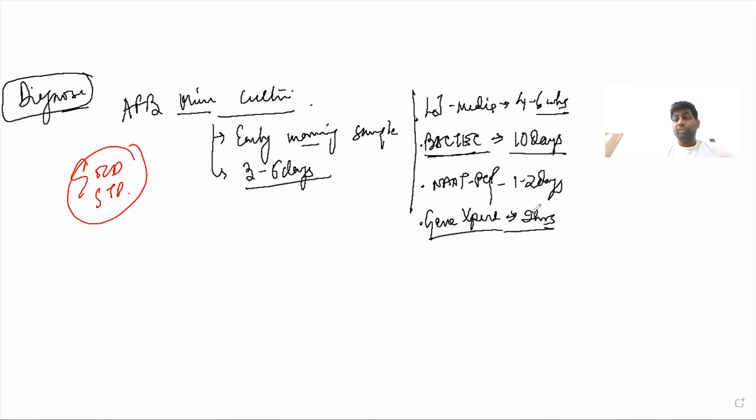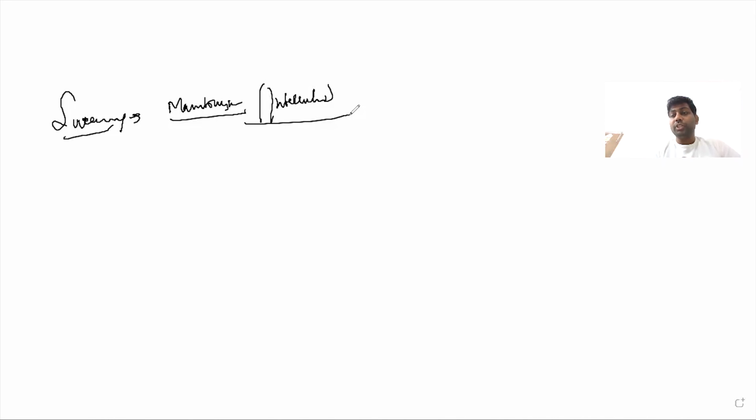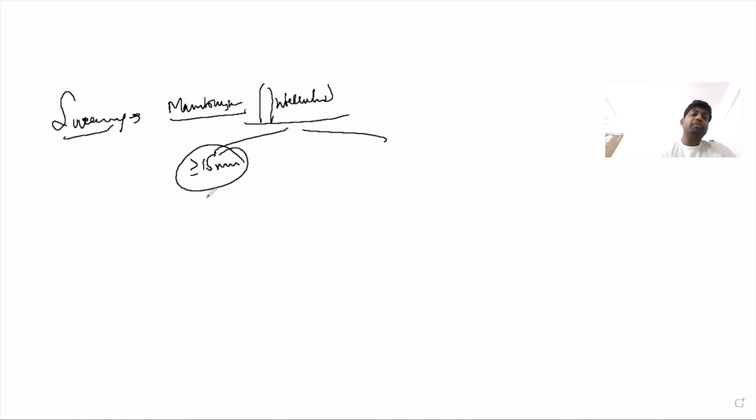We can support this with screening tests. There are some screening tests for Mycobacterium tuberculosis, known as the Mantoux test or tuberculin test. The tuberculin is injected. Depending on the size of the induration, for the general population, if it is 15 millimeters or more, we say it's a positive test.